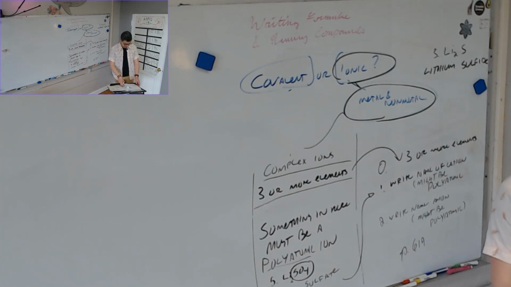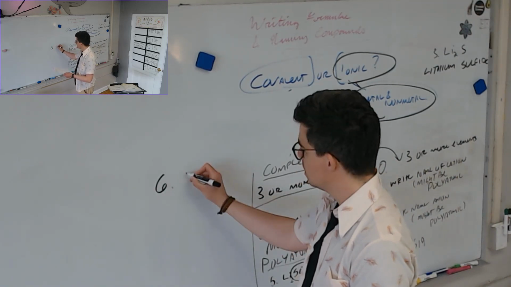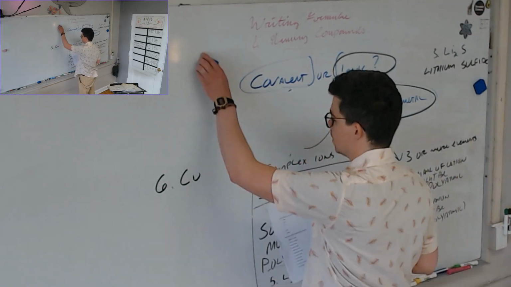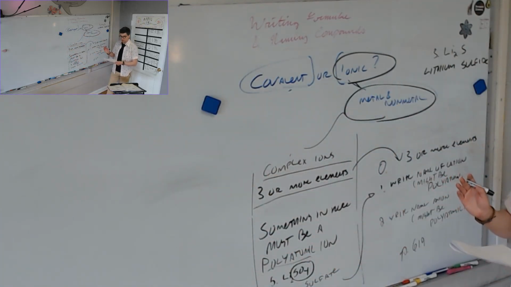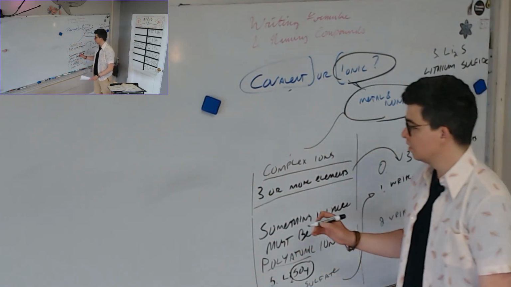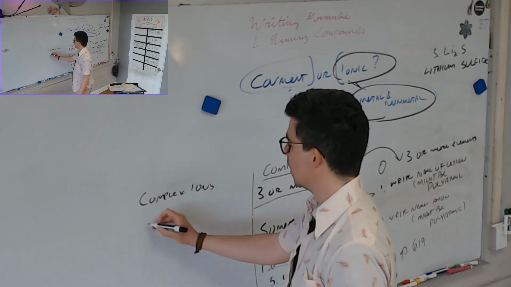Let's do another one like that. There's only one more, and it's number 6, and now we've pretty much done all of them. Number 6 says, Cu... Oh, we can't do this one yet, because we don't know how. Let's go on to formulas. Formulas for complex ions. Complex ions, writing formulas.